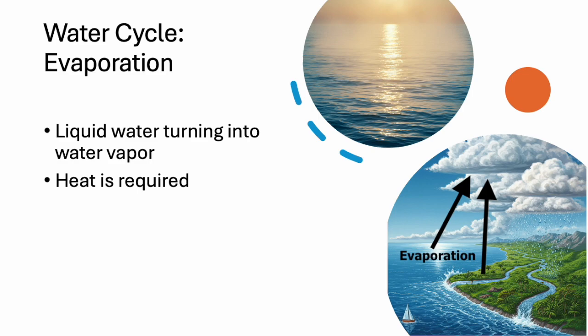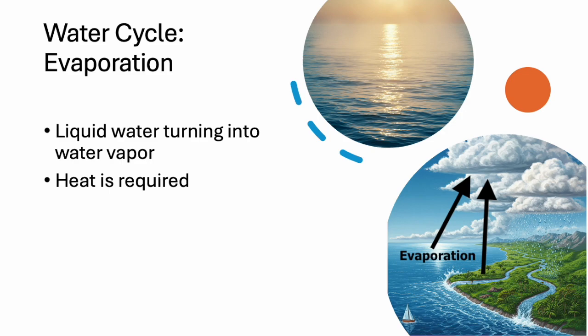Think of it like this. When you see a puddle on a hot day slowly disappear, where does the water go? It evaporates. The sun's heat turns it into water vapor, and the water vapor rises up into the air. You can't see the water vapor, but it's there. Plants also release water vapor from their leaves in a process called transpiration. It's kind of like they're sweating.